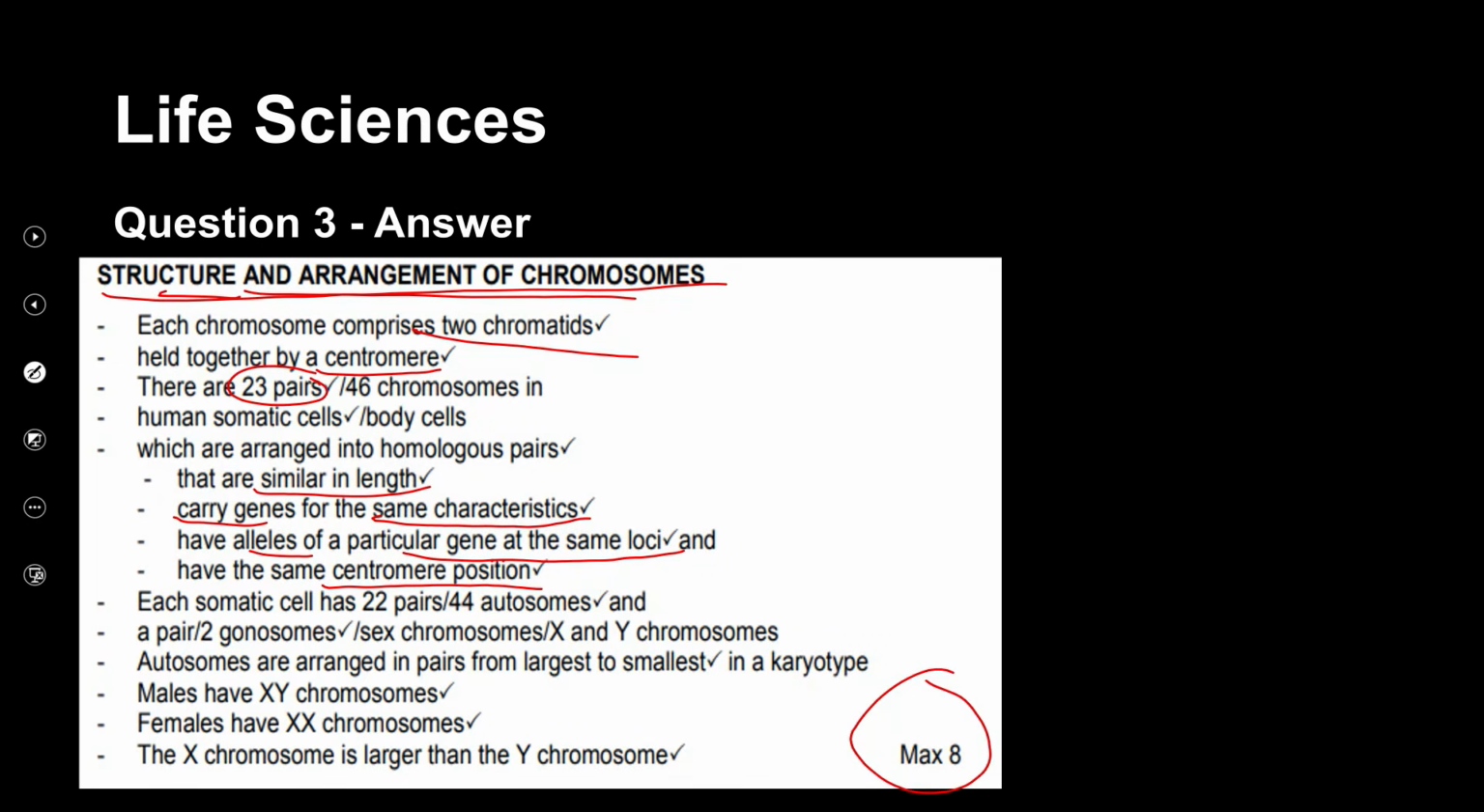We also need to recognize that each somatic cell has 22 pairs of autosomes, and a pair of gonosomes, which are the X and Y chromosomes. We know that autosomes are arranged in pairs from the largest to the smallest. We need to talk about the males having an XY chromosome pair, which determines the gender of the males, as well as the females having 2 X chromosomes. We also need to recognize that the X chromosome is a larger chromosome and the Y chromosome is significantly smaller.